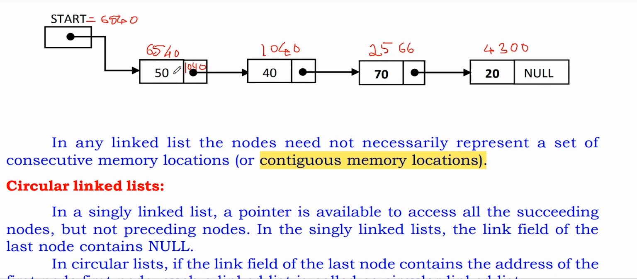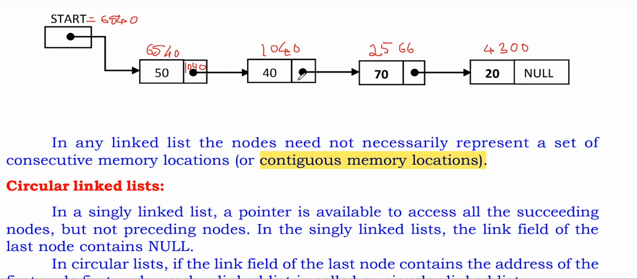So what is the link field here? 1040. What is the 1040? This is the address of this node. Physically they are not consecutive, maybe at different places. You can see that after 6540 it should be 6541, but no, it is different. Dynamic memory allocation: we may get anywhere, different places. But since we call it a linear data structure, this is how it works, by means of pointers.